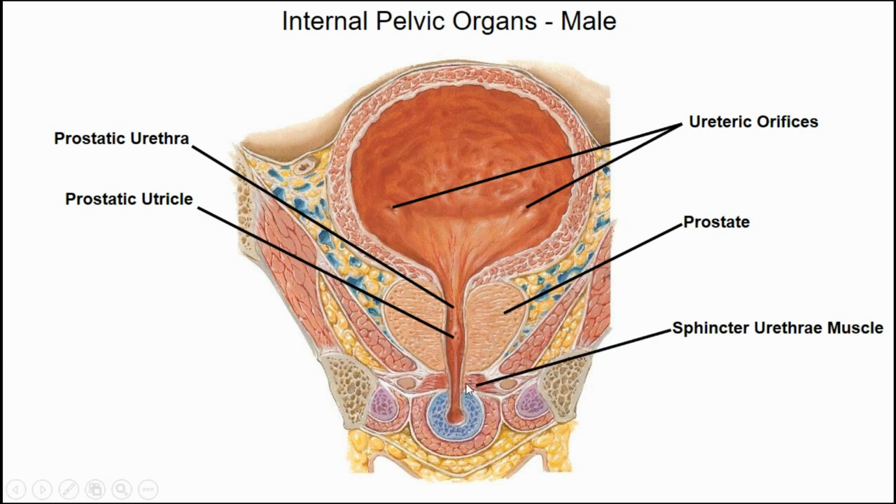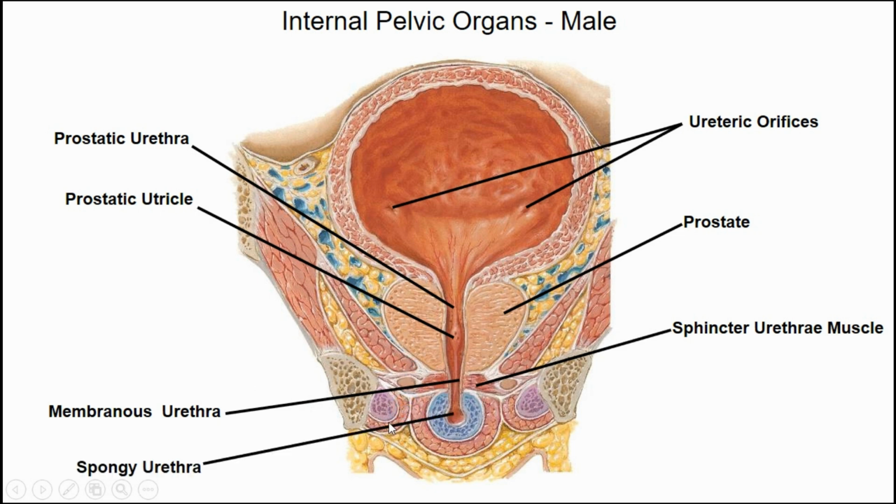We have a thin layer of muscle, but a very important one, the sphincter urethrae, portion of the deep transverse perineal muscle is there, and the portion of the urethra that transverses that is called the membranous urethra. Then we get to the spongy urethra within the corpus spongiosum.